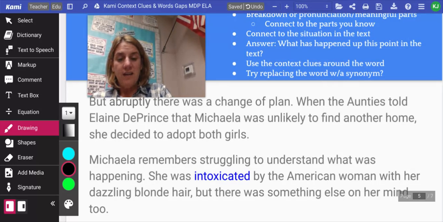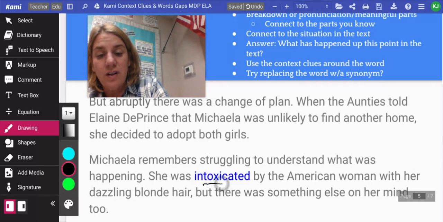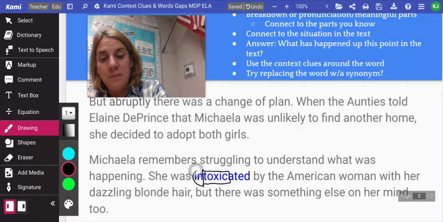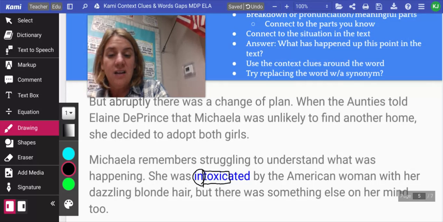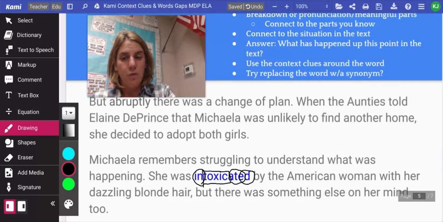So once again, I look to the word for words that I know. I make connections. And I see this base word here that I've seen before, toxic. I know that has something to do with chemicals, and in must mean there are chemicals inside. So, oh, and I see I have two suffixes here. That would help me pronounce the word. Intoxicated. Intoxicated. Oh, I've heard that before. Once again, connect to your own life.